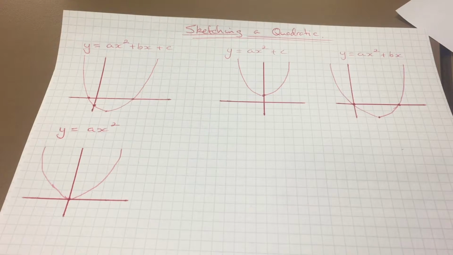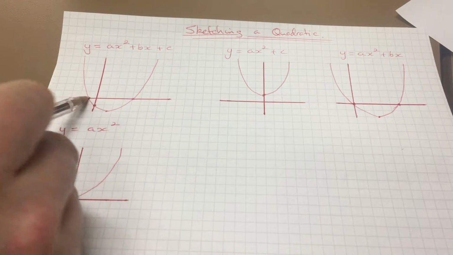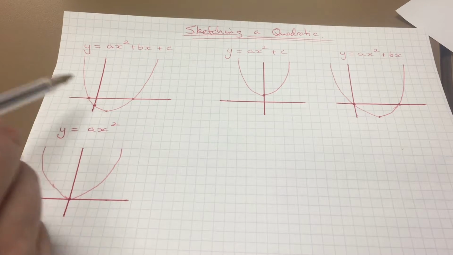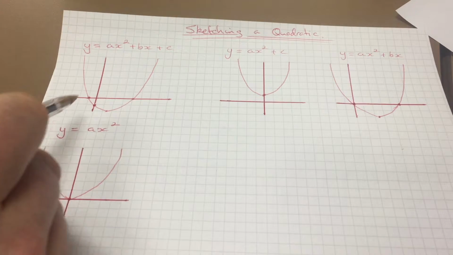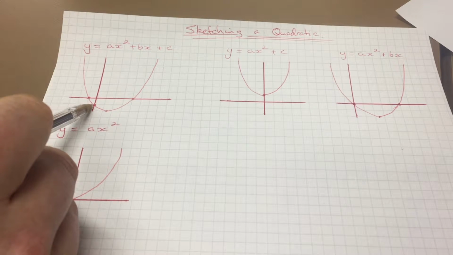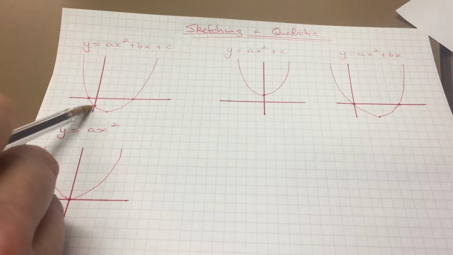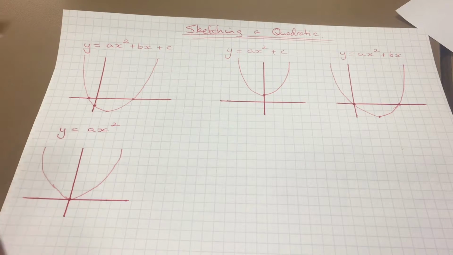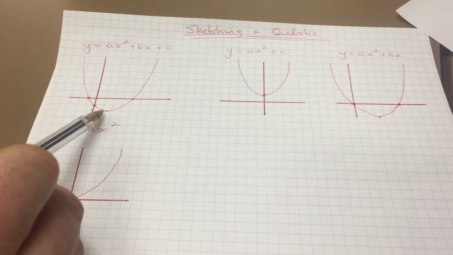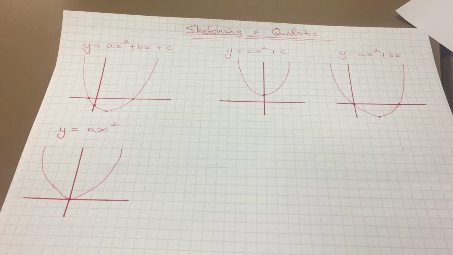Things like that. As you can see, for every diagram I've actually drawn, I've marked on really important points to help me sketch it. I've marked on the roots, i.e. where it cuts the x-axis. Where appropriate, I've marked on the y-intercept, where it cuts the y-axis. And I've also marked on the turning point. And that's what we're going to be learning how to do.